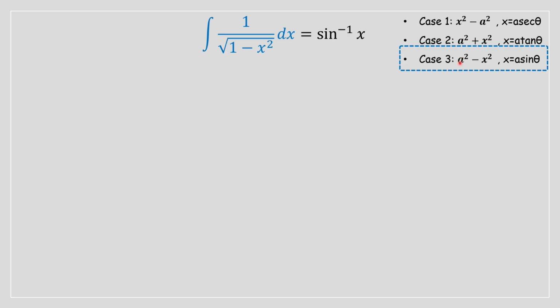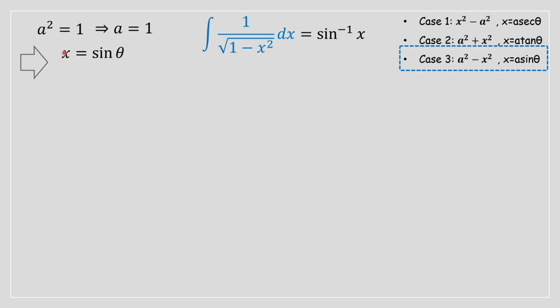Therefore, we need to establish what our a term is. Our a squared is equal to 1, right? Our a term, if you square root both sides of this equation, is going to be a is equal to 1. Once we have established this, then we can apply the trig sub, which is given by x is equal to a sine of theta. So our x is the same as a, which is equal to 1, multiplied with sine of theta.